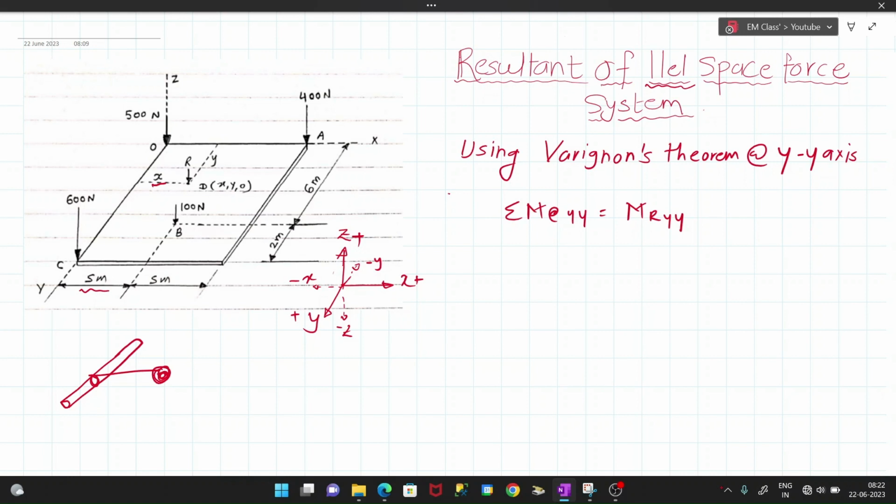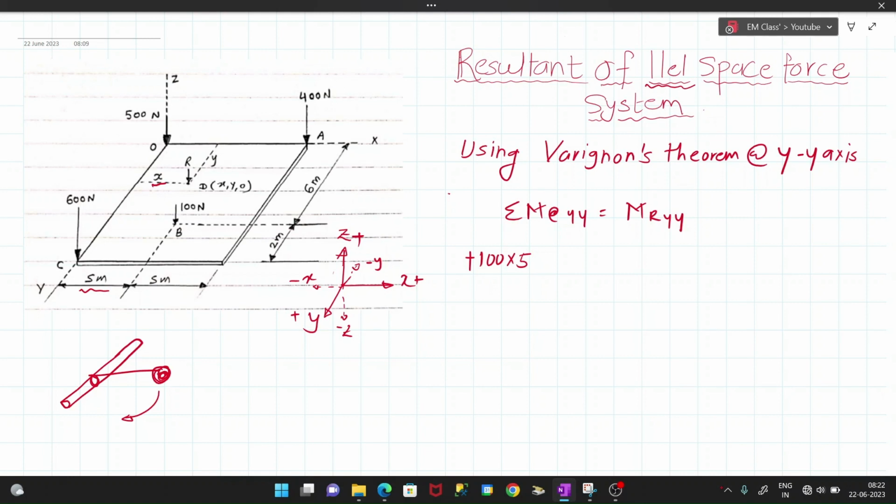As it is a 100 Newton force with respect to the axis, we have to see the distance along the x-axis. So along the x-axis, what distance? 5 meter. So how is it creating the moment? It is going downward. If we are just releasing the stone downward, how is it going? It is going clockwise. So it is positive 100 into 5. Are you getting?